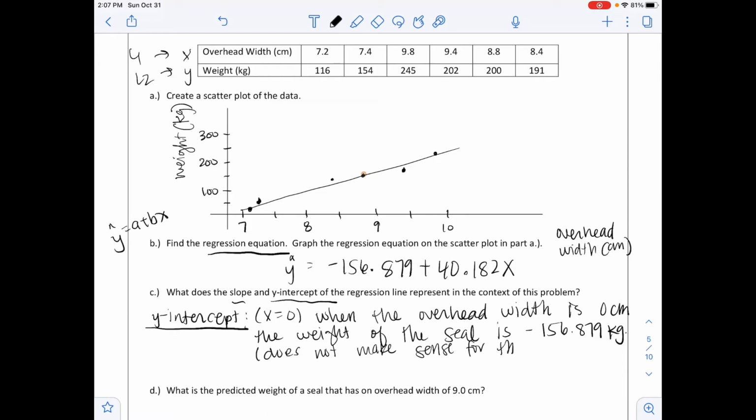So for this problem, the next thing that we need to talk about is the slope. The slope is equal to the value that's right in front of the x, which is going to be 40.182. I'm going to go ahead and write this as a fraction, and the reason why is because normally when you deal with slope, it's written as a fraction, if you remember rise over run. And so it's the change in our y variable over the change in our x variable. And since the y variable that we have in this problem is weight, this is going to be the change in the weight over the change in the x variable, and our x variable is overhead width.